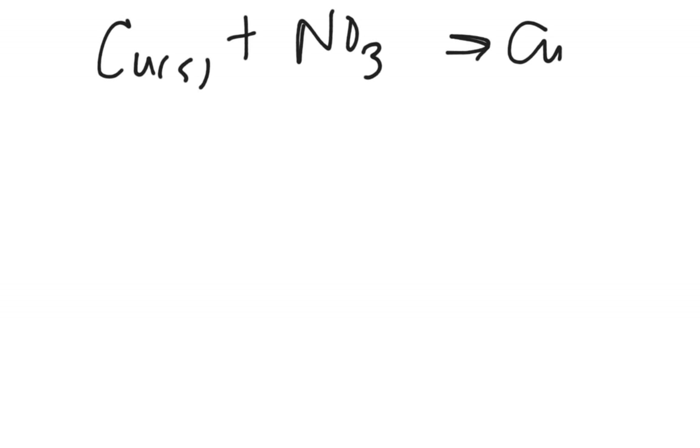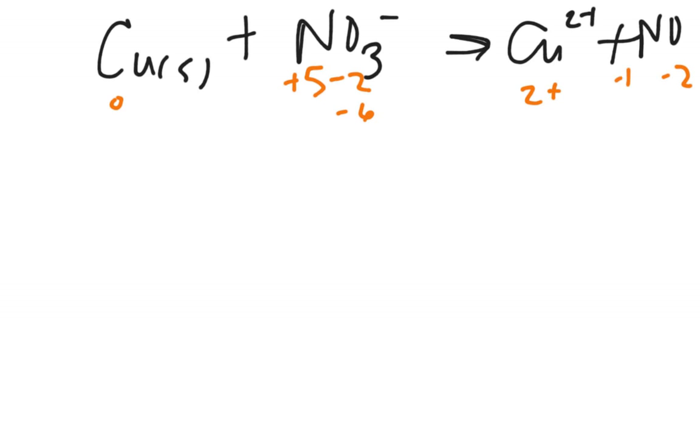So this guy is copper, solid, plus nitrate, going to copper, plus nitric oxide. Okay, so we've got to go through and assign oxidation states to everything here. So this is going to be 0, it's all by itself. -2, -6, there should have been a negative charge here, sorry. So this shall be a +5. This is now 2 plus, so we're going to say it's 2 plus, -2, +2.